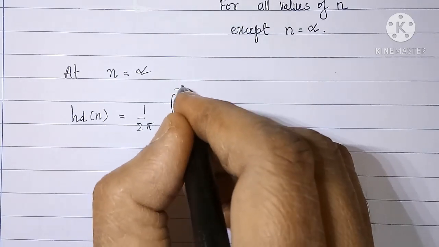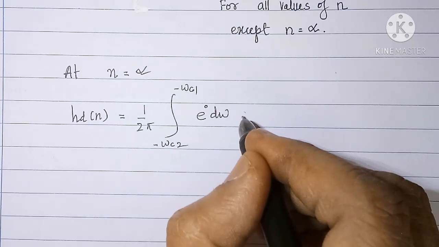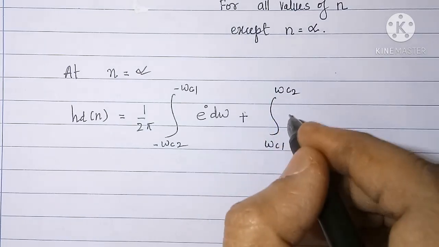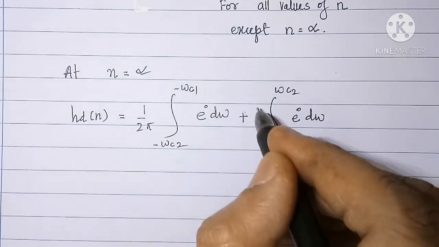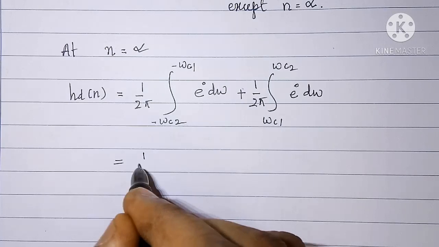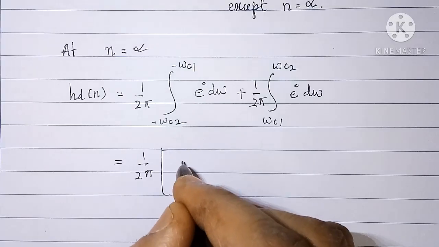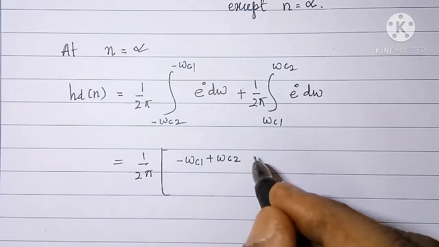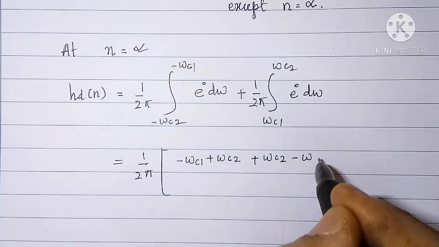Minus omega c2 to minus omega c1, e raised to 0 d omega, plus omega c1 to omega c2, e raised to 0 d omega. Here also I will show 1 by 2 pi. Simplifying, one by 2 pi into the bracket, minus omega c1 plus omega c2, plus omega c2 minus omega c1.